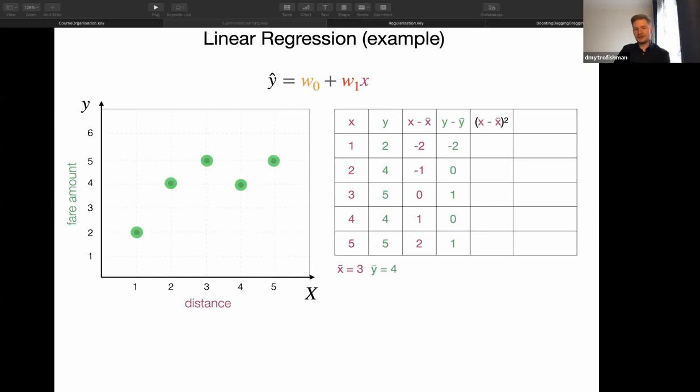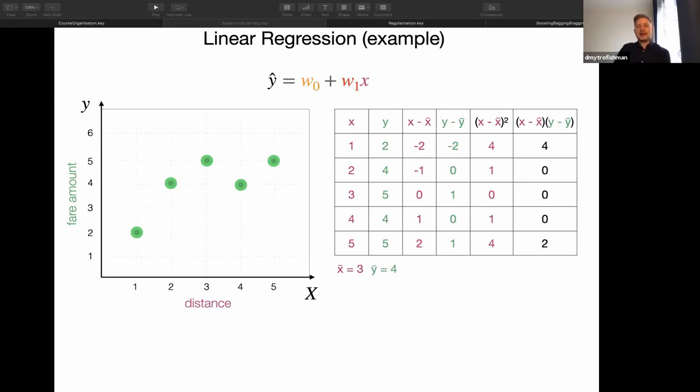Something a bit more difficult. Kenneth, can you do that? So (x minus x mean) squared is, for this first point, -2 squared, which is 4. What about the next values? 1, 0, 1, 4. Great, thank you very much. And the last column multiplies this column with this column. I wouldn't torture anybody. It's 4, 0, 0, 0, 2.